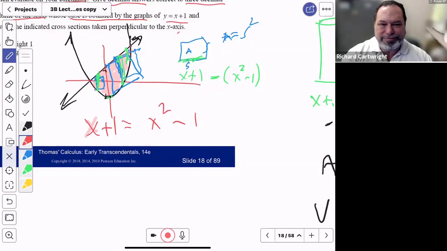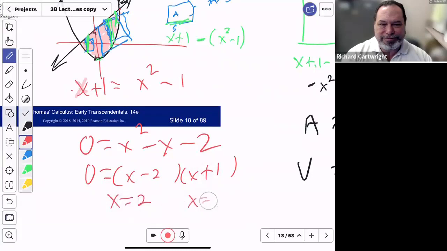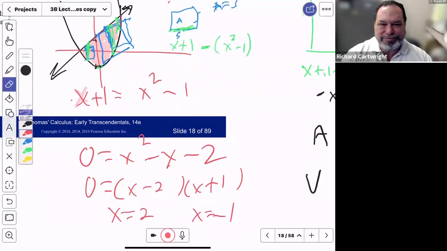I'll move these two things over. So I have 0 equals x squared minus x minus 2. Yeah, minus 1 gives me minus 2, minus x. So that easily factors into x minus 2 and x plus 1. Set each of them equal to 0, x is 2 and x equals negative 1. So Israel, you're absolutely right. This first intersection is at x equals negative 1, and this intersection is at x equals 2.